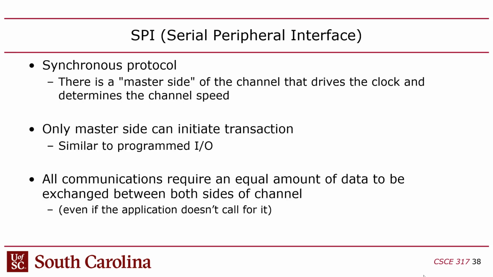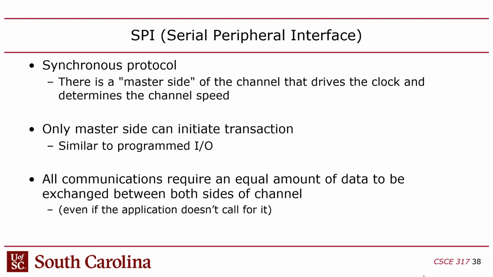The first protocol we're going to look at is called SPI, and it is a serial protocol. It's a synchronous protocol, it has the clock. SPI stands for Serial Peripheral Interface. It's a very common interface for chip-to-chip communication. SPI is similar to programmed I/O, where you have two sides of the channel. You have an initiator, which is called the master, and then there's a peripheral on the other side that's a slave. The slave just responds to the master.